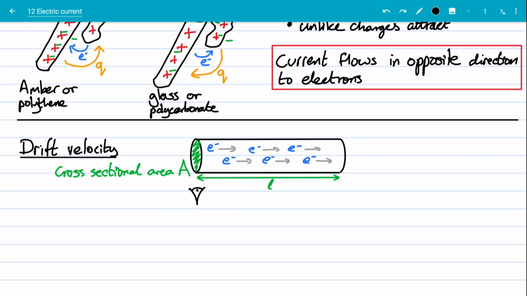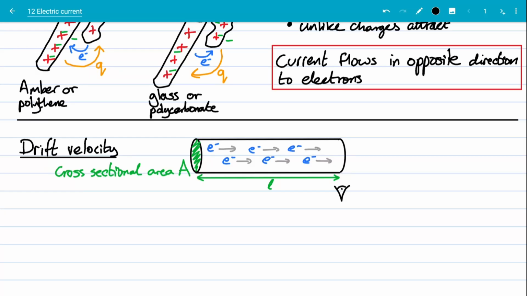But we could actually calculate what the drift velocity of that charge is. In other words, I could work out the drift velocity of these electrons. How fast, on average, are they drifting, and that's a clue to how big it is, are they drifting through this metal?